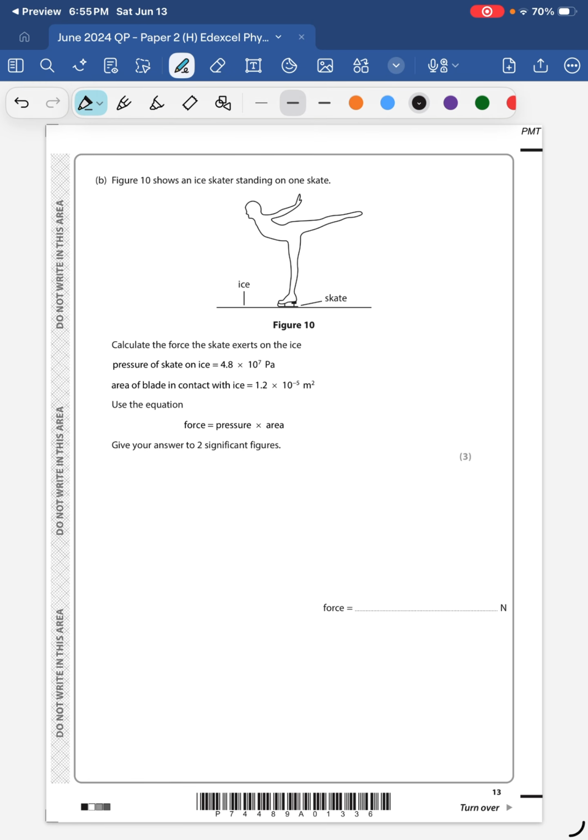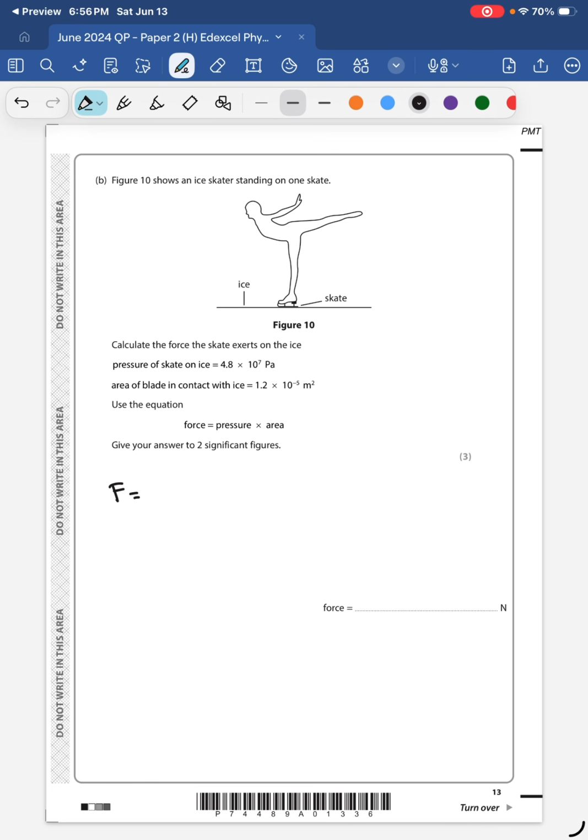Okay, question B. Figure 10 shows an ice skater skating on one skate. Calculate the force the skate exerts on the ice. We have the pressure of skate on ice as 4.8 times 10 to the 7 pascals. The area of blade in contact with ice is 1.2 times 10 to the minus 5 square meters. Use the equation force is pressure times area. Give your answer to two significant figures.